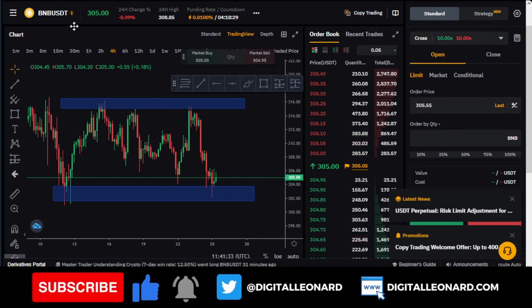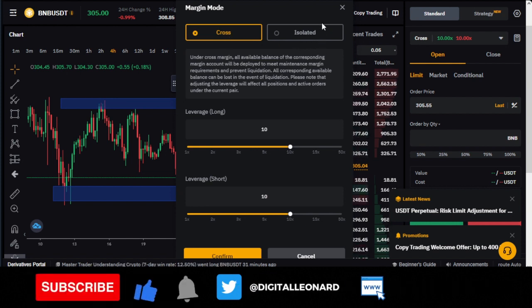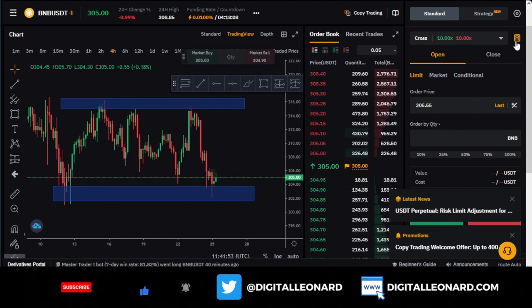First, you come in and select the coin. Once you select the coin, you want to change the margin mode. If you use cross mode, it will use the whole of the $50. So you want to use isolated, okay? Once you select isolated, you now select your leverage, in this case 10x leverage.